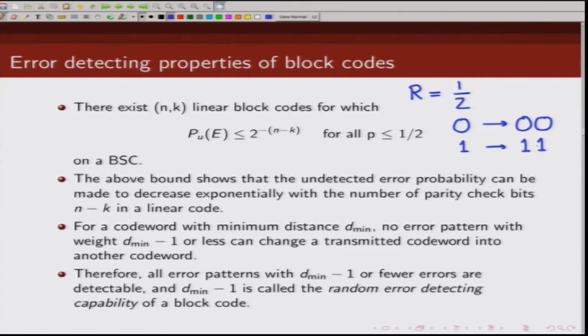Now, let us assume because of error in the channel some of the bits got flipped. So, let us say what we received is 1 0. If you receive 1 0, can you detect? First, answer this question: what is the minimum distance of this rate 1/2 repetition code?